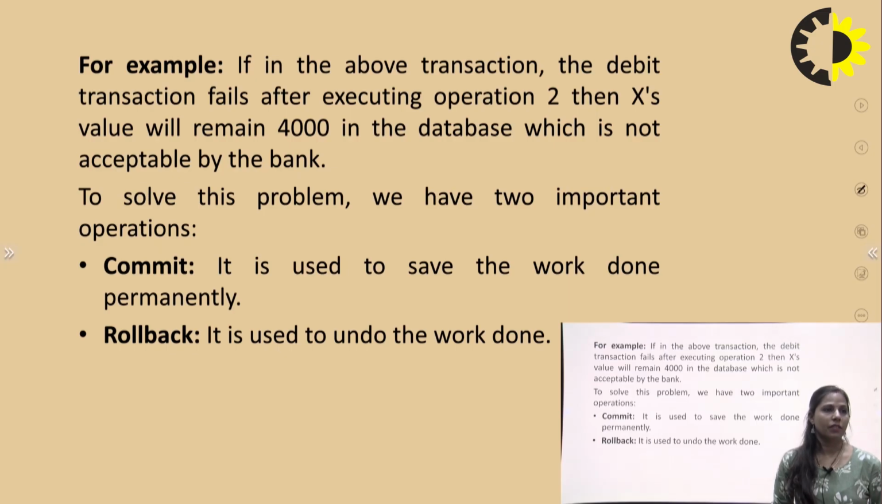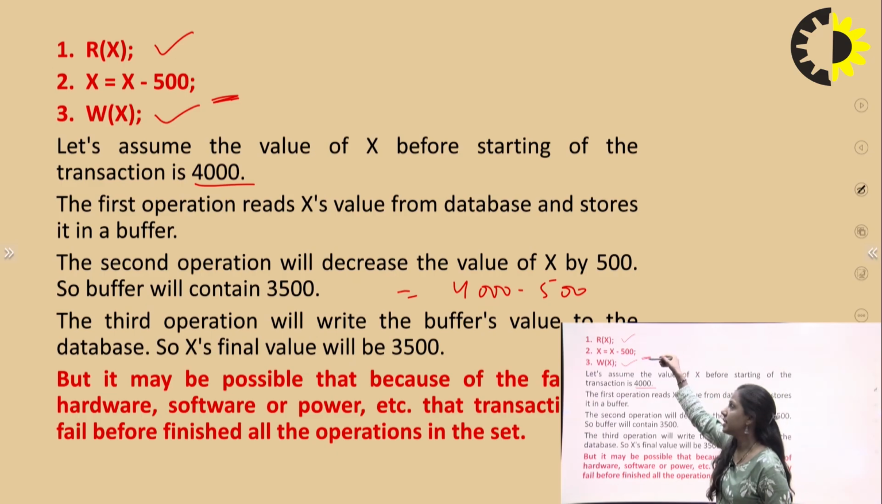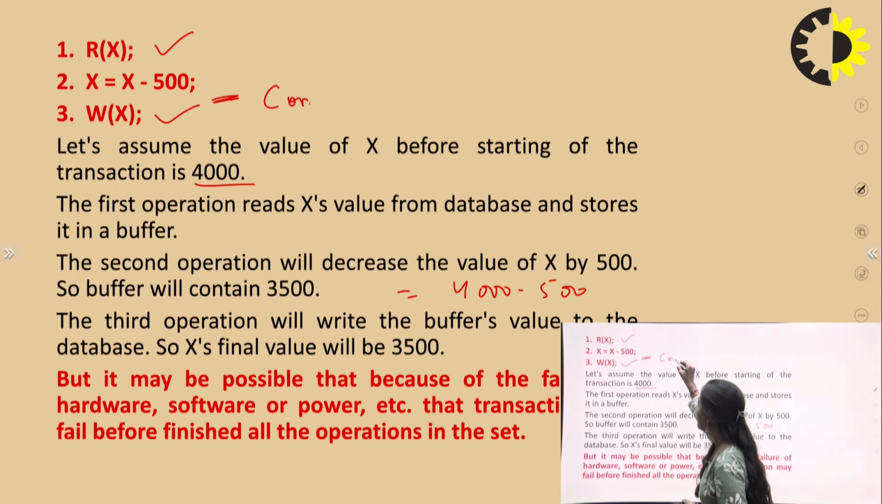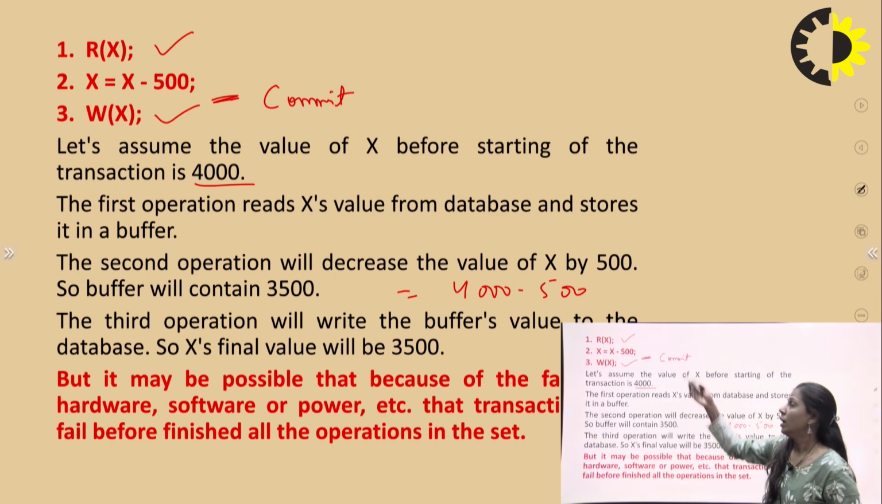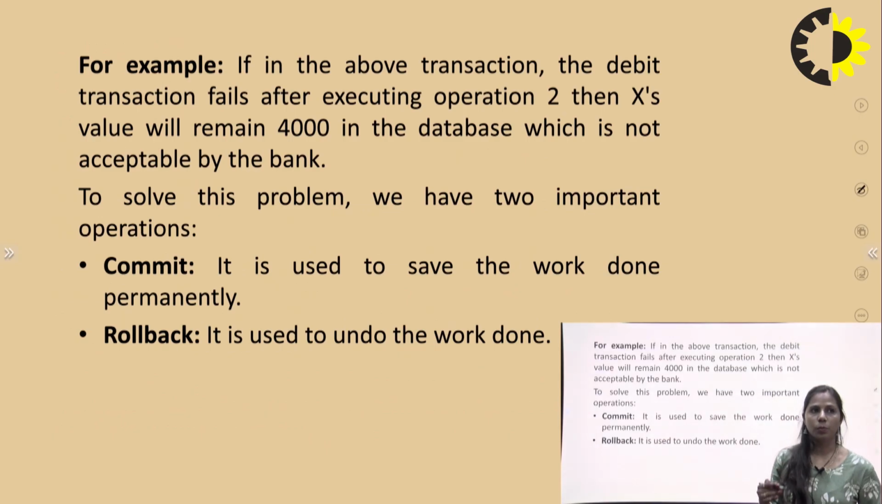So what will commit do? The commit operation will save the work done permanently. Whatever work we have done previously till the second operation, whenever we use the commit operation, it will save the work done permanently. For example, if it failed after the second operation, we can use the commit command. It will save the work, whatever value changes we have done, for example 4,000 minus 500, the value will be saved. This is how the commit operation works.